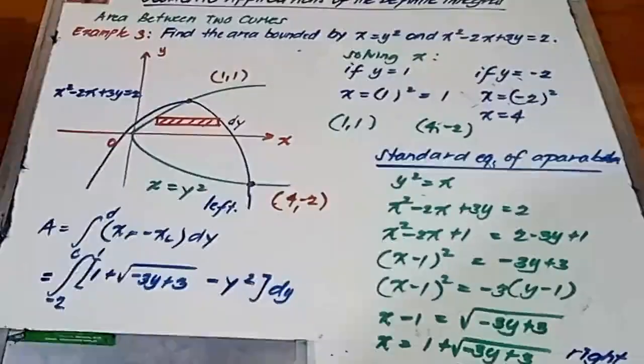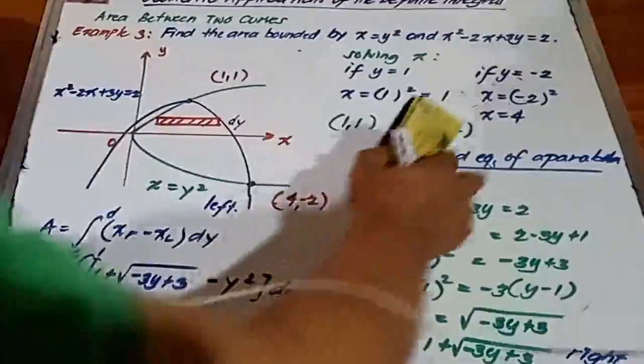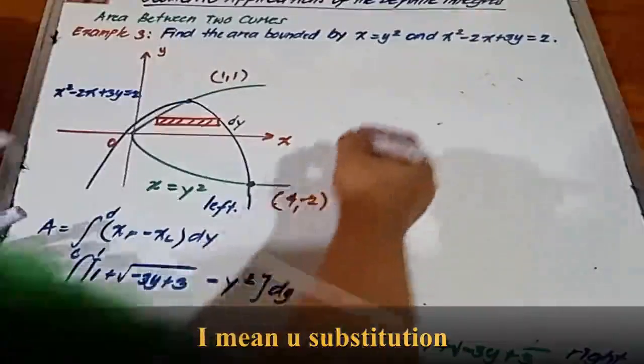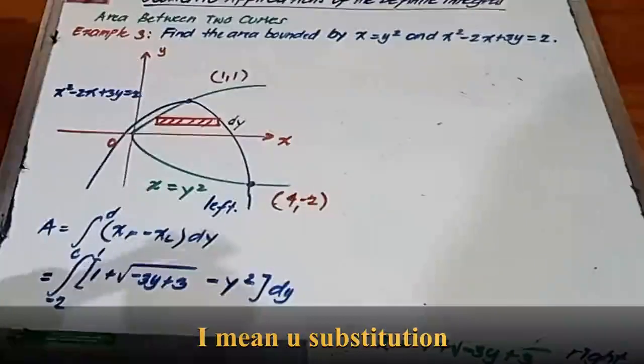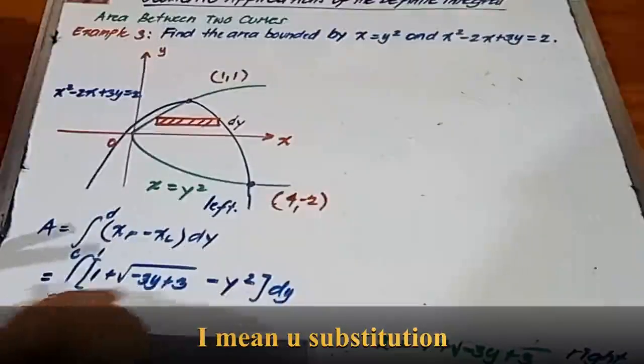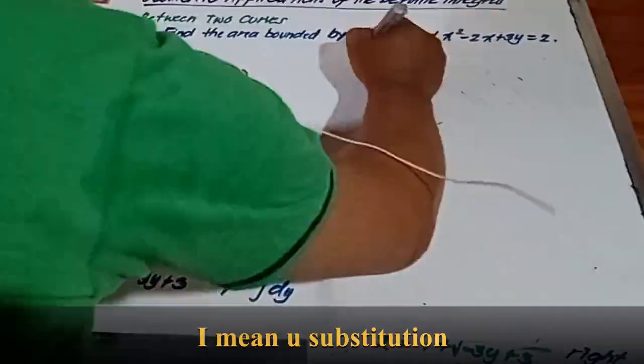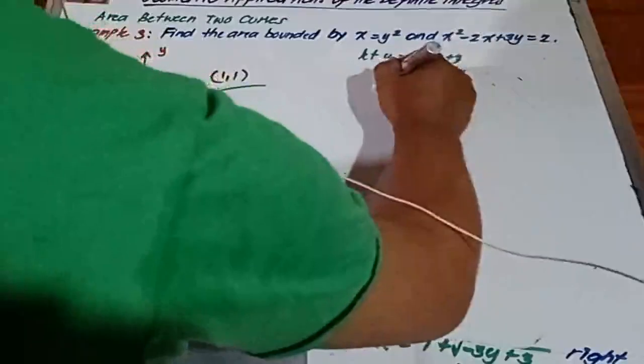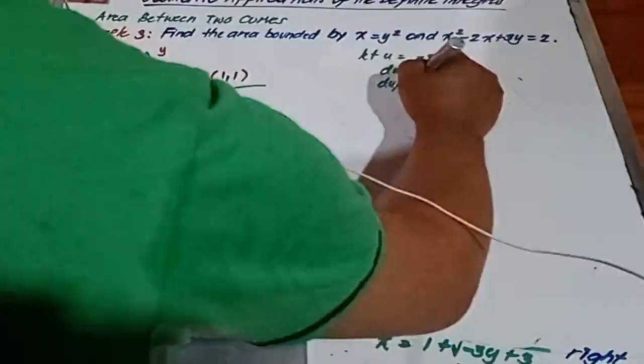Okay. So, burahin ko muna ito. Magle-let u tayo dito para ma-integrate natin. So, let u, dito walang problema, y na to. So, y cube over 3. Ito na lang. Let u is equal to negative 3y plus 3. Ang du natin is negative 3 dy. So, therefore, du over negative 3 is dy.